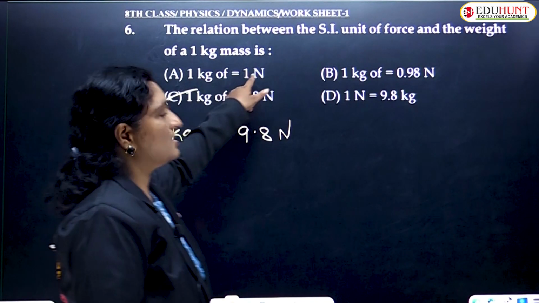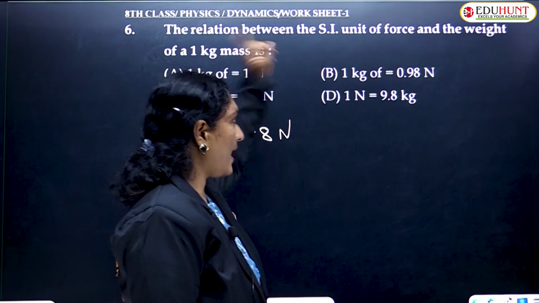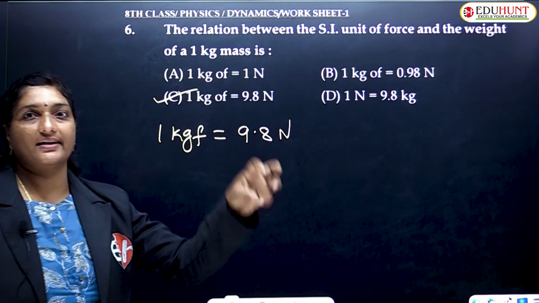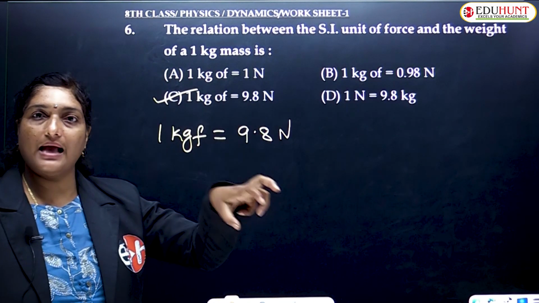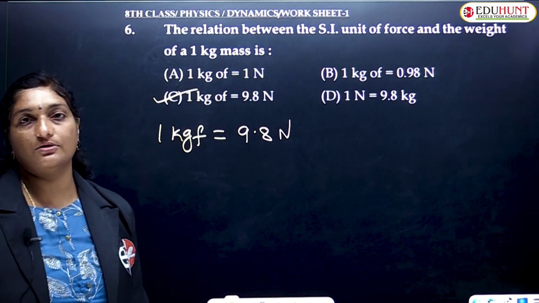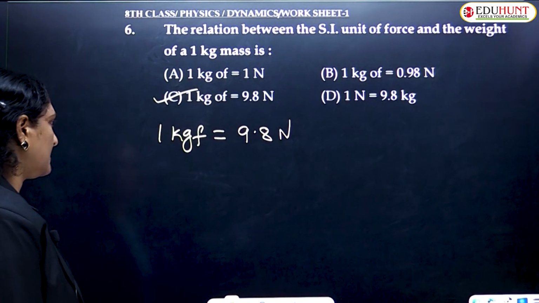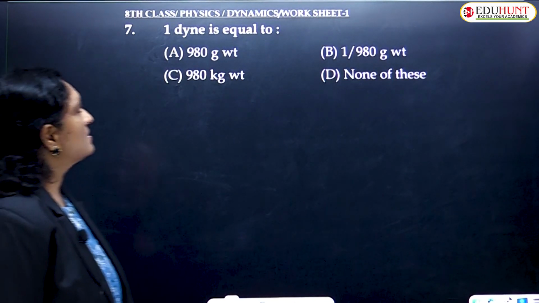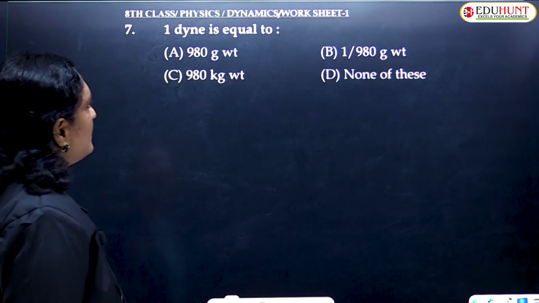So, 1 kg force is not equal to 1 Newton, it is equal to 9.8 Newton, because the acceleration due to gravity acting on a 1 kg mass is simply defined as your force, and the acceleration due to gravity in SI system is 9.8 meter per second square. So, third option. 1 dyne is equal to how much, children?